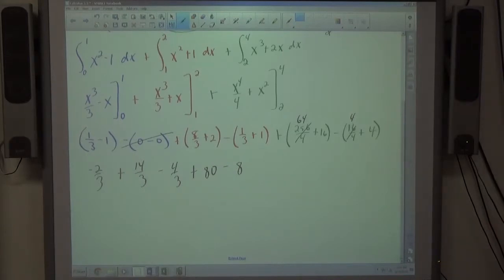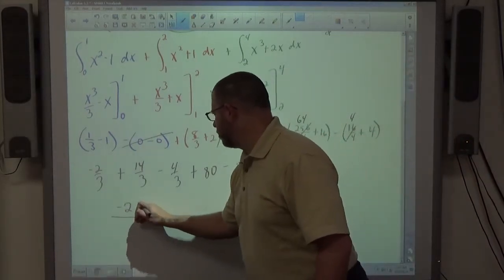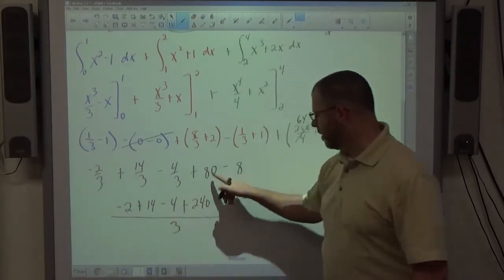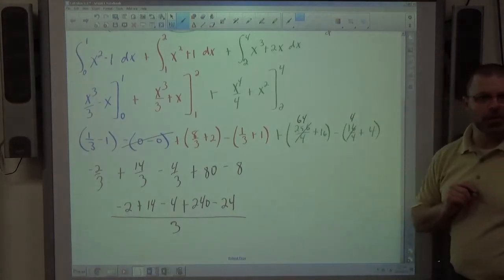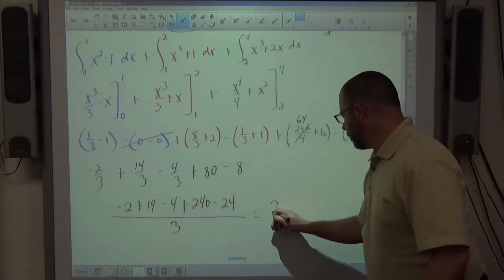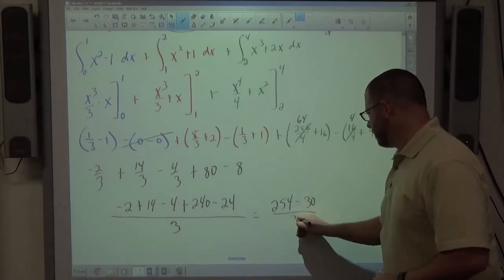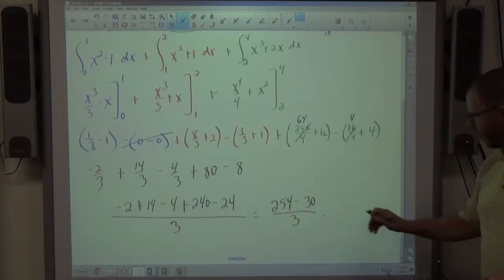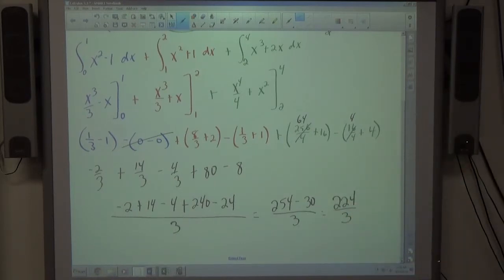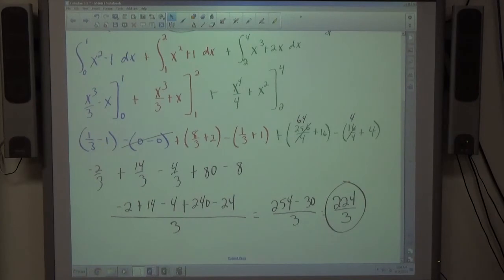Common denominator of 3 looks pretty reasonable. So negative 2 plus 14 minus 4 plus 240 minus 24 all over 3, times 3 to get the common denominator on those two. See, 14 and 240 make 254 positive, and 24, 4 and 2 make 30 negative, and 254 minus 30 is 224. Using our divisibility rules, I know for a fact that 224 does not divide by 3, so I can't reduce the fractions, and 224 thirds would be the correct answer to that problem.